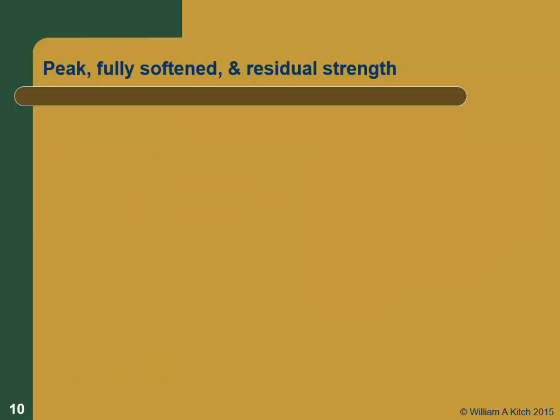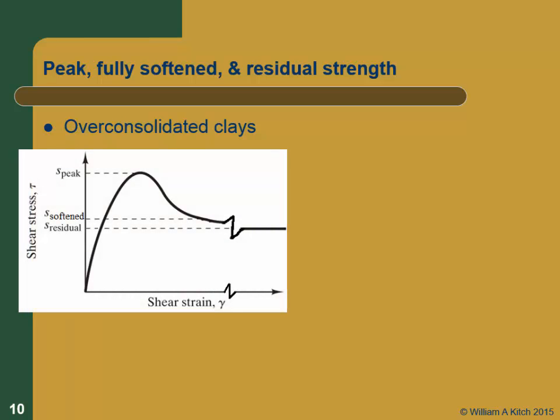It gets even more complicated when we get into over-consolidated clays. So when I test over-consolidated clays, there's actually three different strength levels I'm going to get. We'll get a peak strength just like we did in the sands. And it will come down, and fairly quickly it'll come down to something that looks pretty close to asymptotic. And at that point, we give it a name that we call the fully softened strength. I'll explain that in a minute. That'll occur at maybe 2 to 3% strain or something like that. Maybe less than that even.